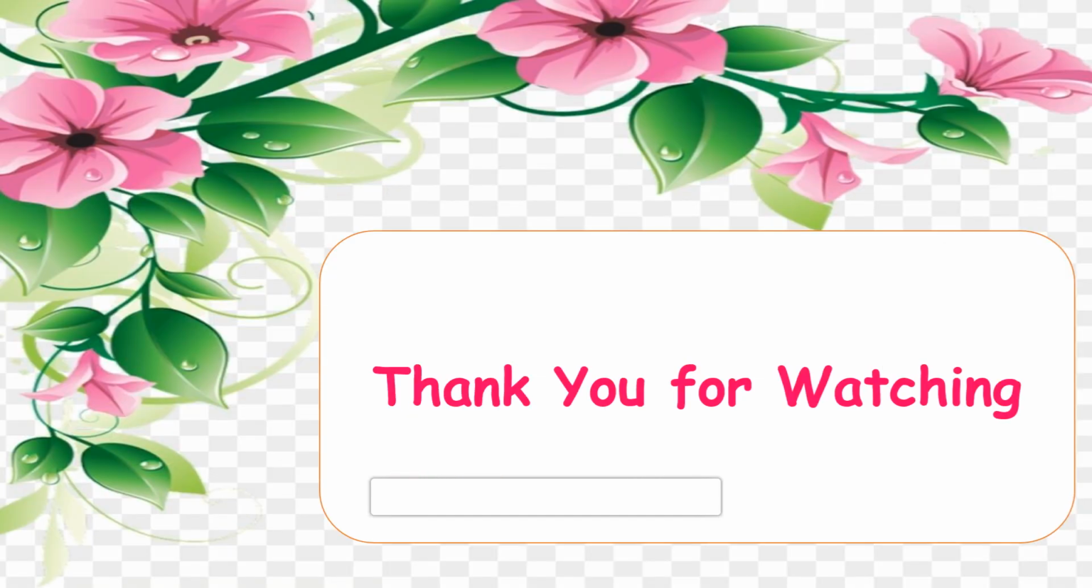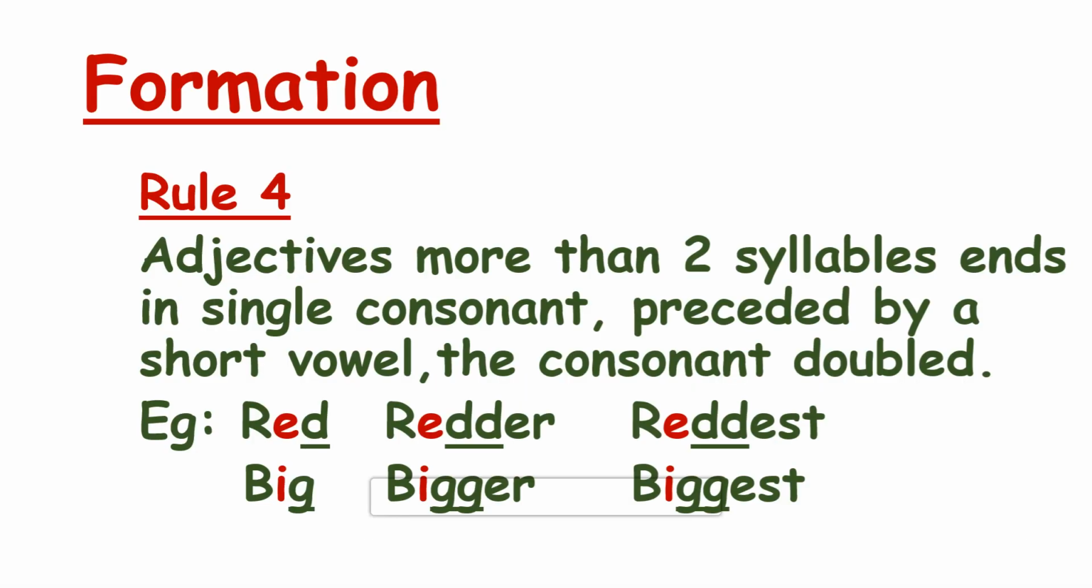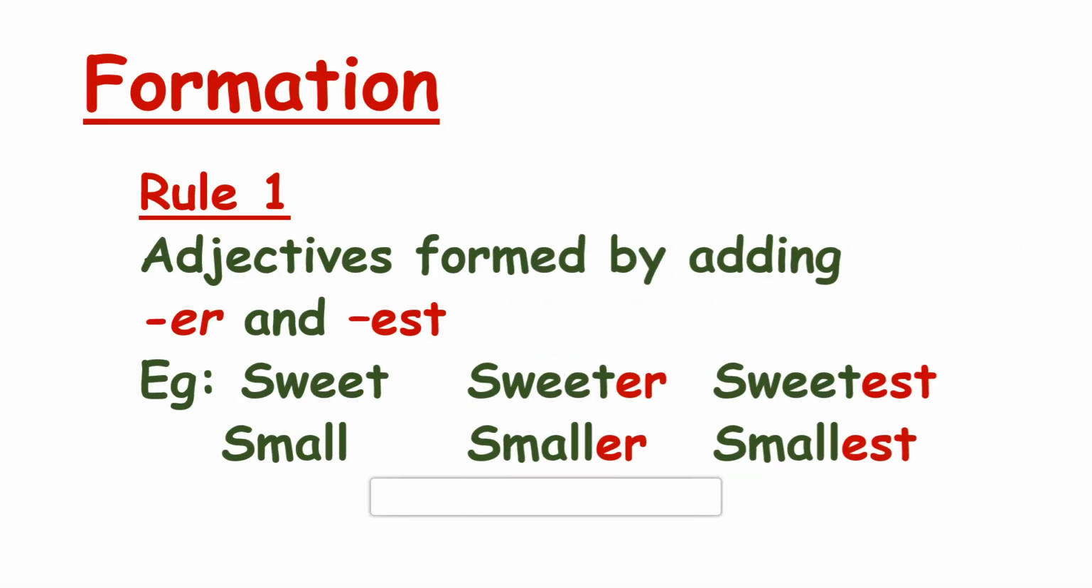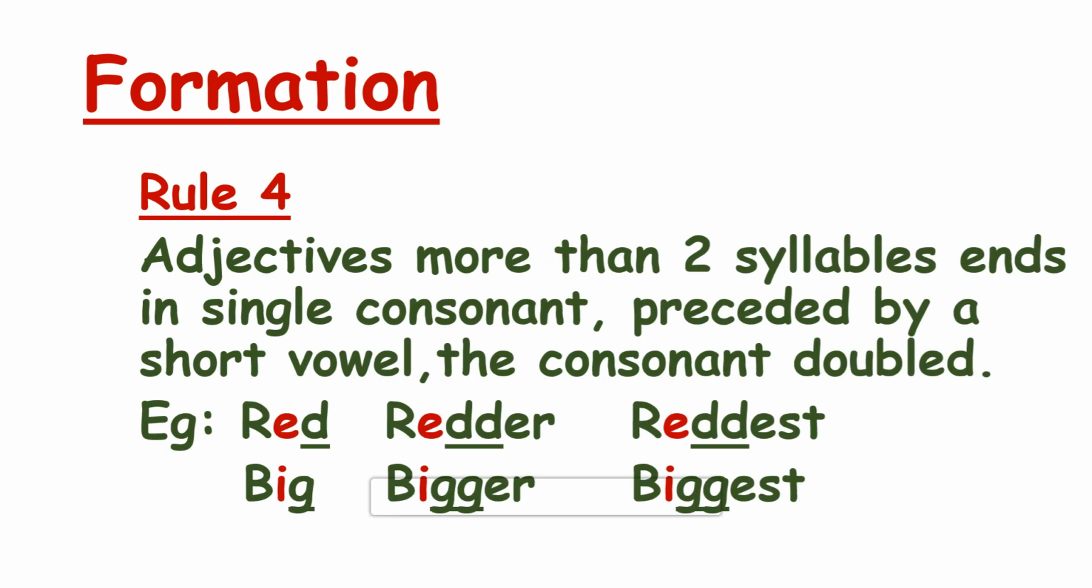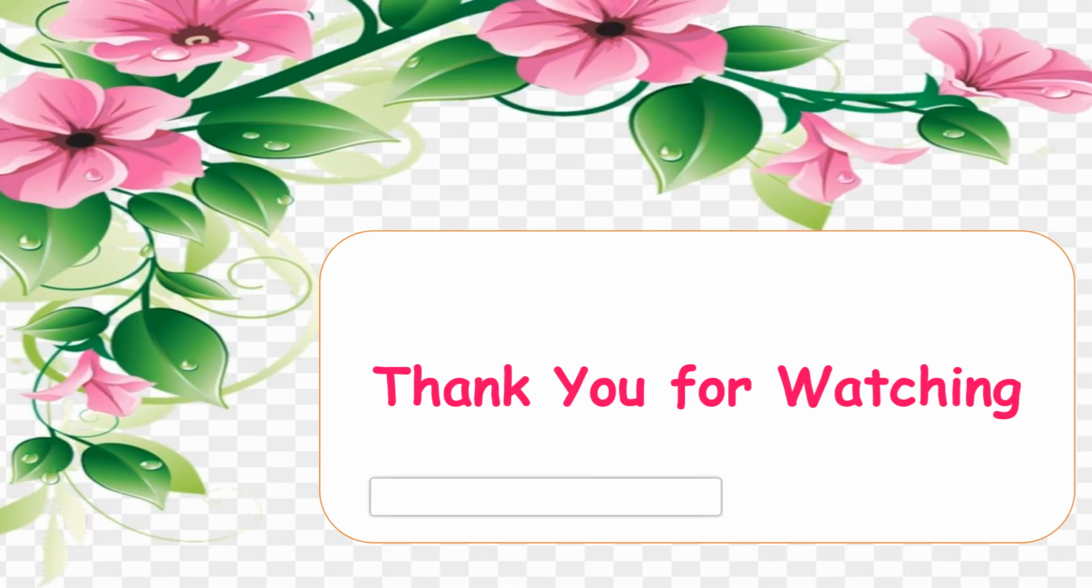So students, this is what we have discussed in this video. In this video we have discussed the four rules, rule number 1, 2, 3 and 4. Before that we also discussed what the positive, comparative and superlative degrees are. I hope you have understood this video. Sorry for the misprints, because this time I made this video in a rush. Next time onwards I'll try to check even the minute details.